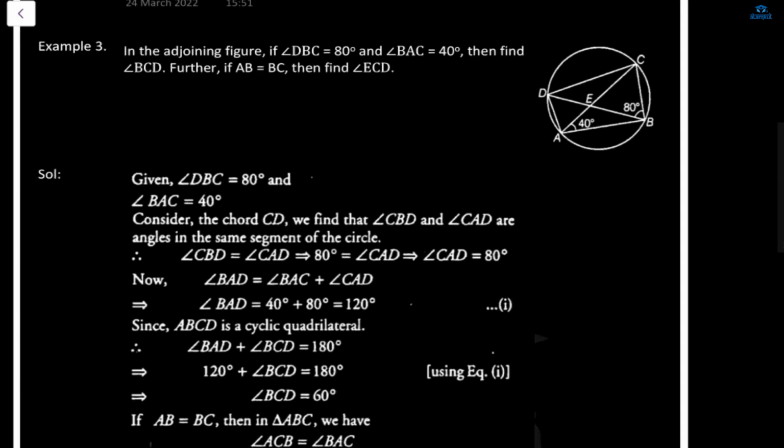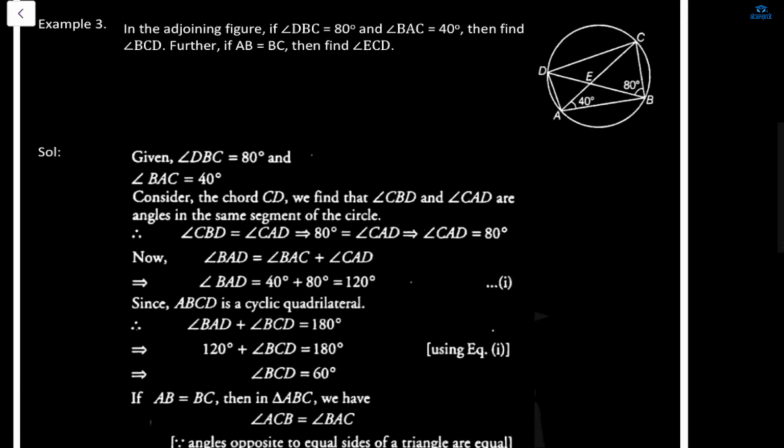In the adjoining figure, if angle DBC is equal to 80 degree and angle BAC is equal to 40 degree, then find angle BCD. Okay, BCD. This whole angle you have to find. Further, if AB is equal to BC, AB and BC are equal, then find ECD. Just, okay. What you can do, you can start assignment and note down first. Note down this question.